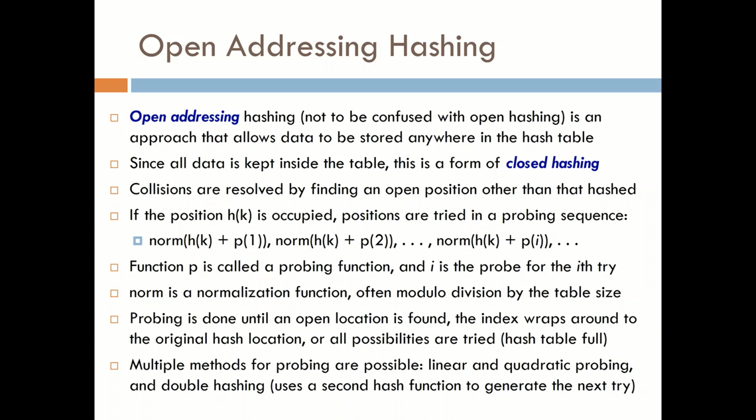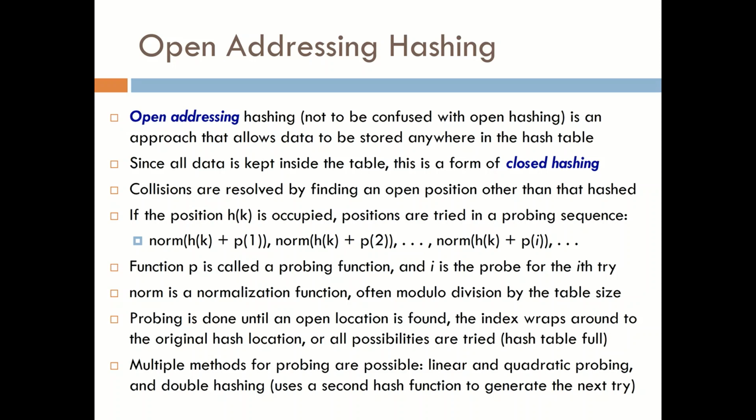We will call h of k the home position. That is where key k hashes in our function h. It's the original location where we would like to place k. However, if that location is occupied, then we will apply what's called a probing sequence. We'll look at a few different methods for probing, and we'll cover linear probing in this particular block.